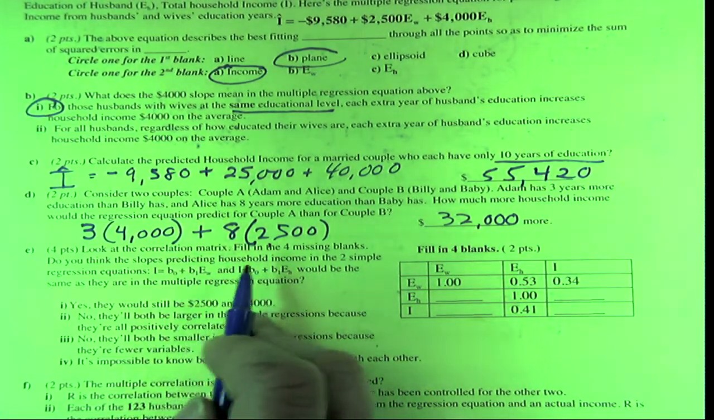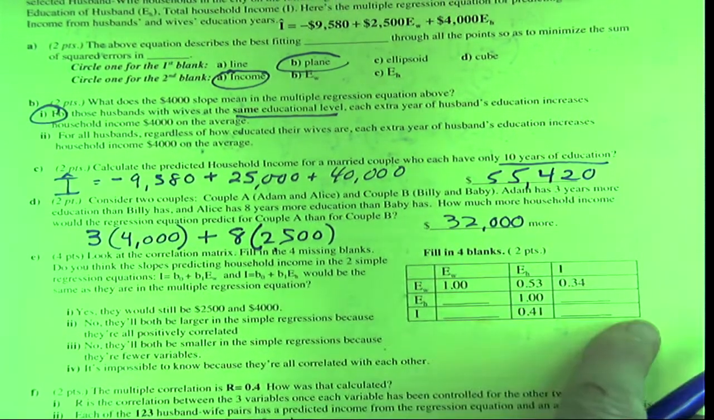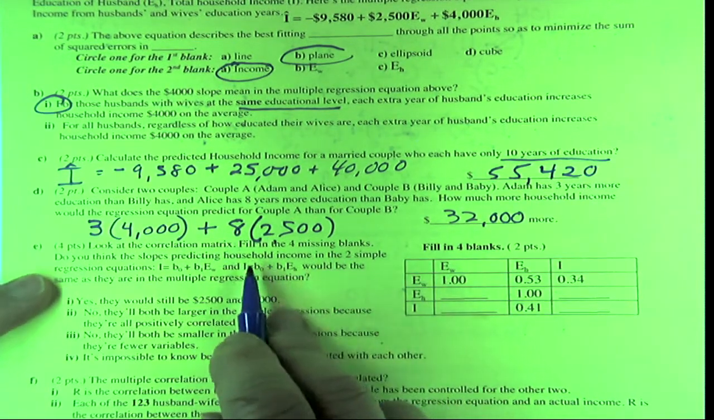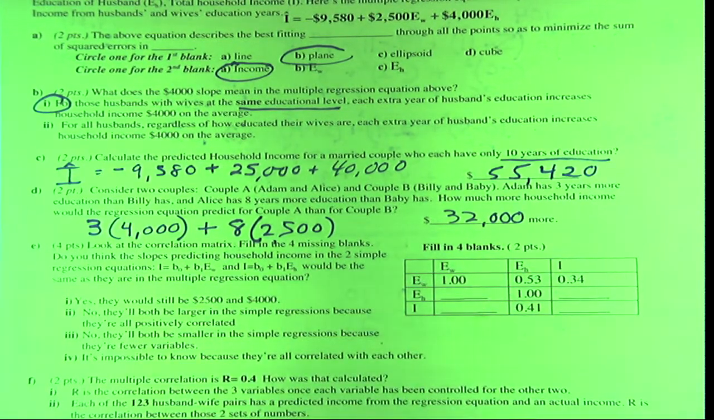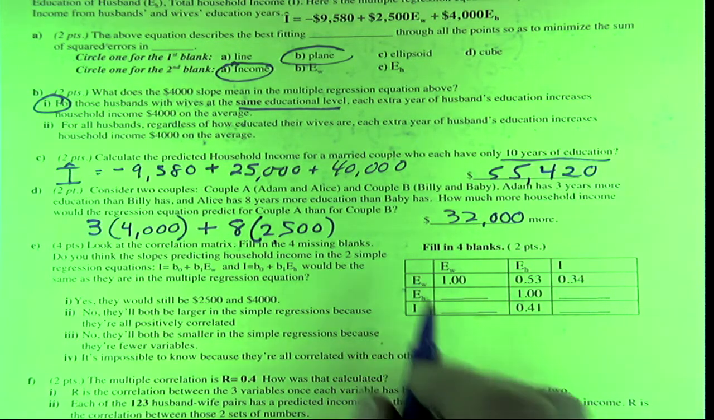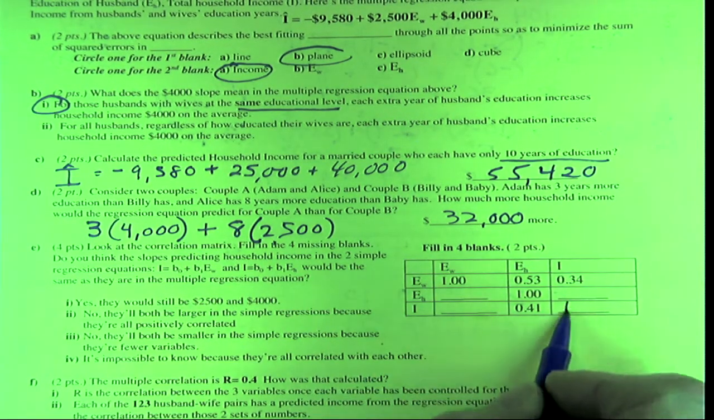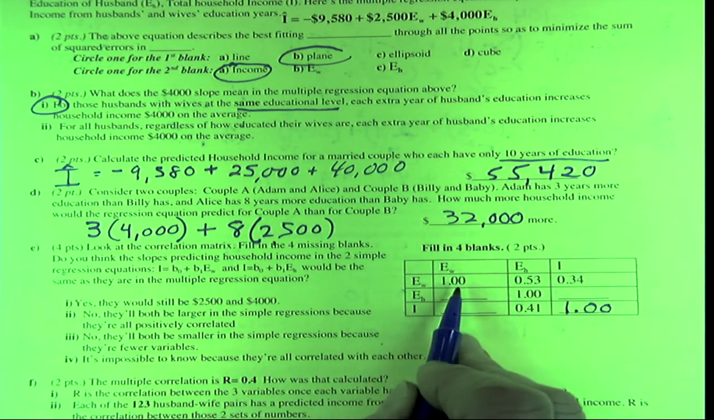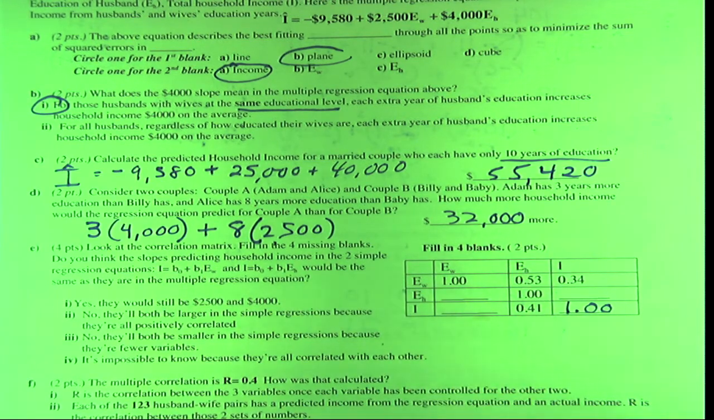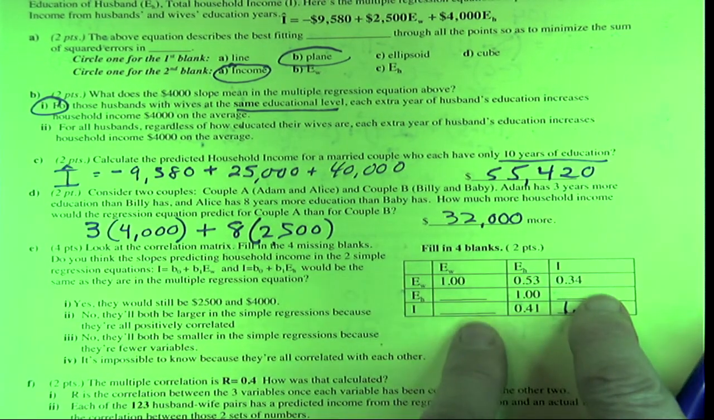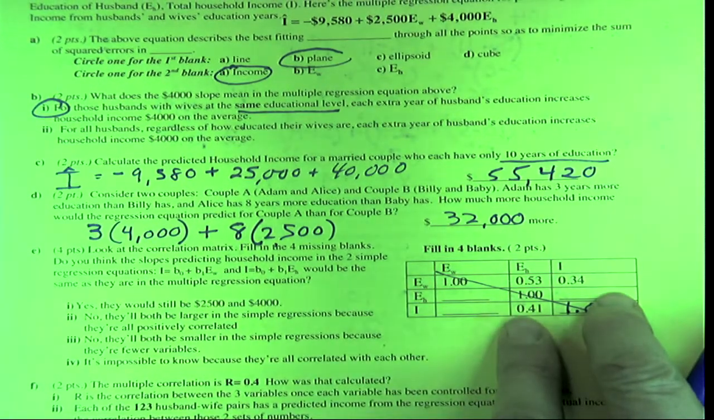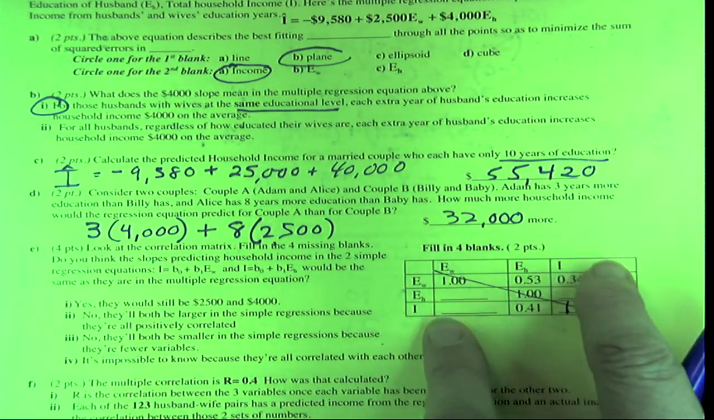All right, so look at the correlation matrix for this. Remember the correlation matrix relating all 3 variables. Fill in the 4 missing blanks. Okay, let's fill those in first. If you look at a correlation matrix, there's 1s across the diagonals, right? Because there's a correlation of 1 between a variable and itself. Now the off diagonals, see, these two are the off diagonals. These two and these two.